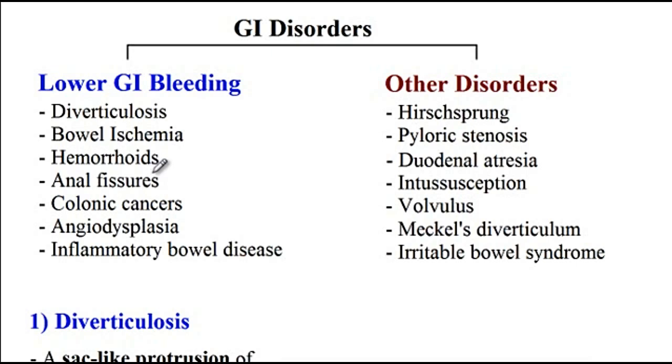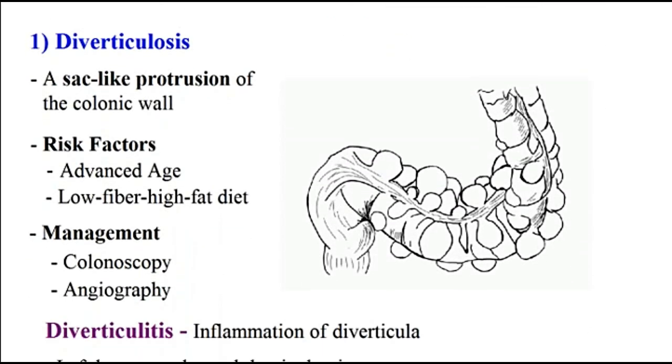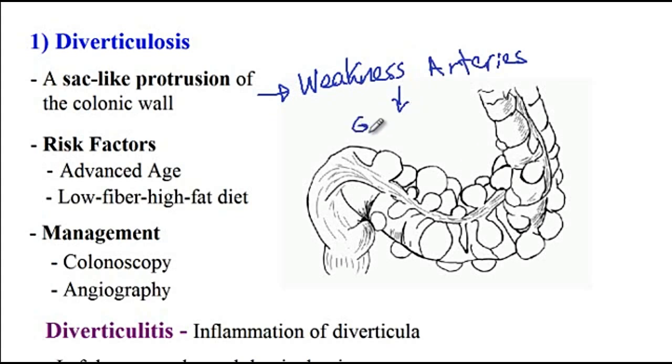During your medical school rotations as well as during residency, you would be able to come up with a differential diagnosis when you see a patient with GI bleeding. The first cause of GI bleeding is diverticulosis, which is a sac-like protrusion of the colonic wall, as a consequence of which there would be weakness of the GI arteries, predisposing them to rupture, and thus it can cause GI bleeding.